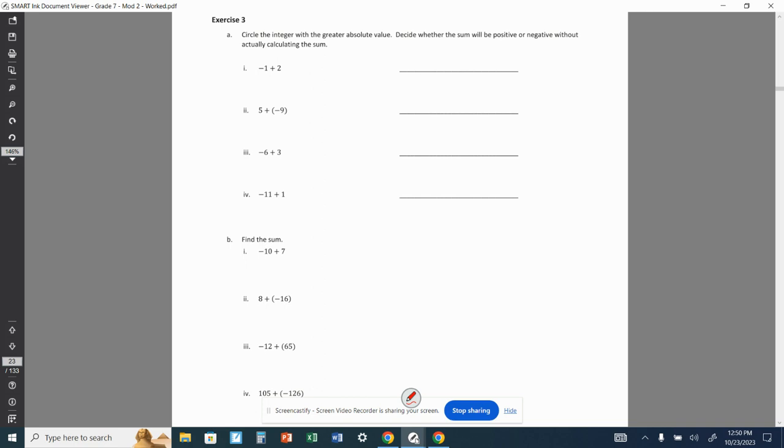Circle the integer with a greater absolute value. Remember, absolute value just means farther away from 0, right? Bigger number. Don't worry about positive or negative. Decide whether the sum should be positive or negative without actually calculating it. So the bigger number here is the number 2, since it's positive.